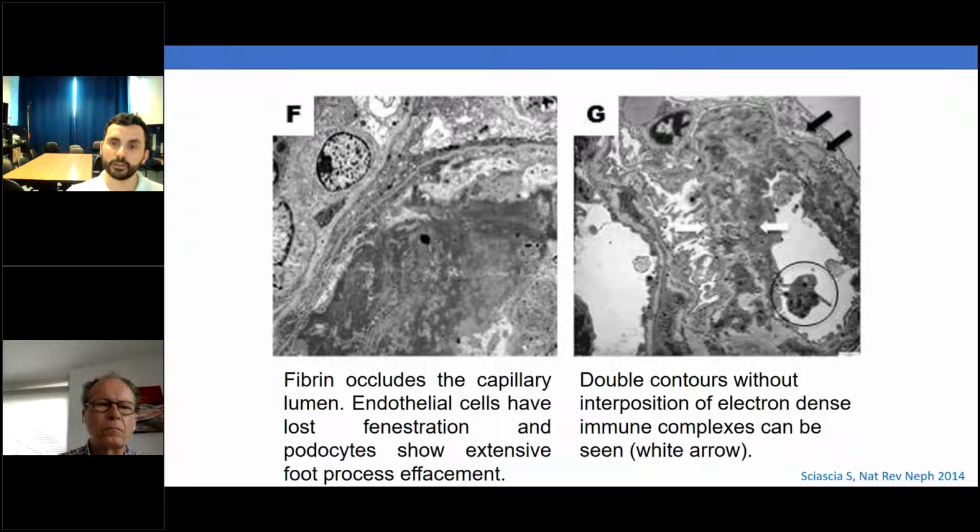And this is something that you have to keep in mind when thinking about the syndrome. We don't have, at least at this level of knowledge of this syndrome, interposition of electron-dense material seen in these patients.